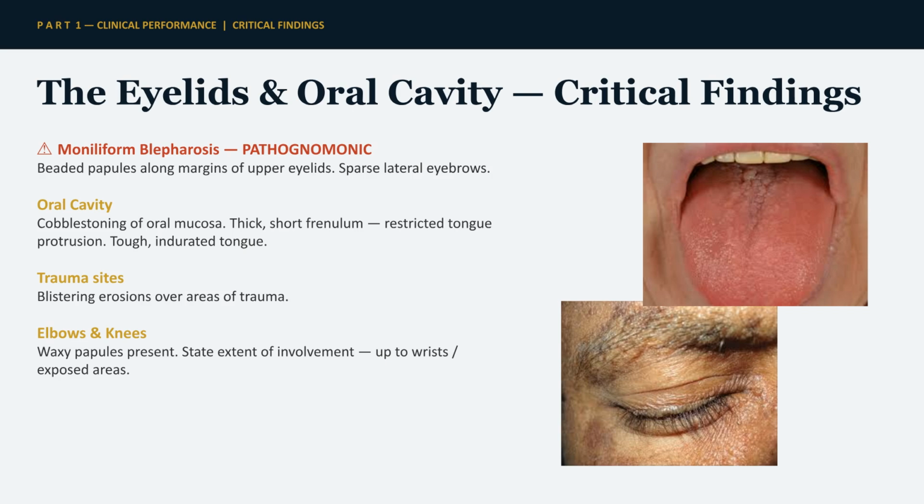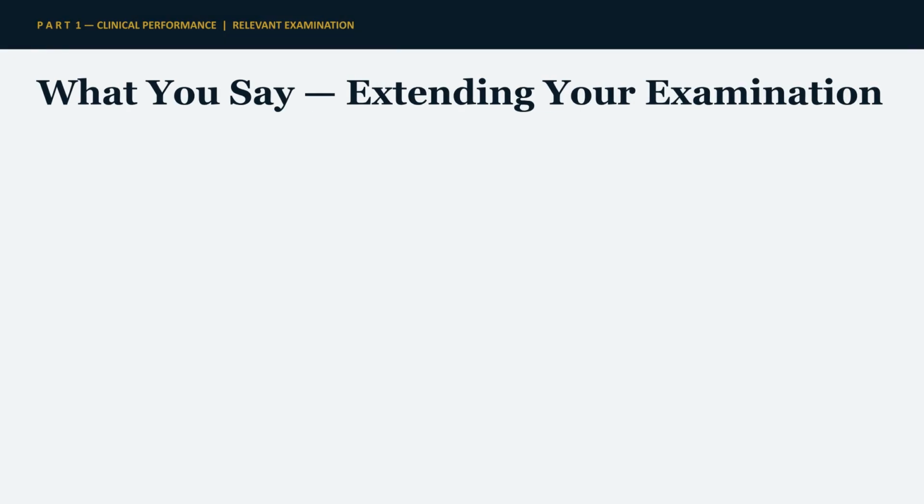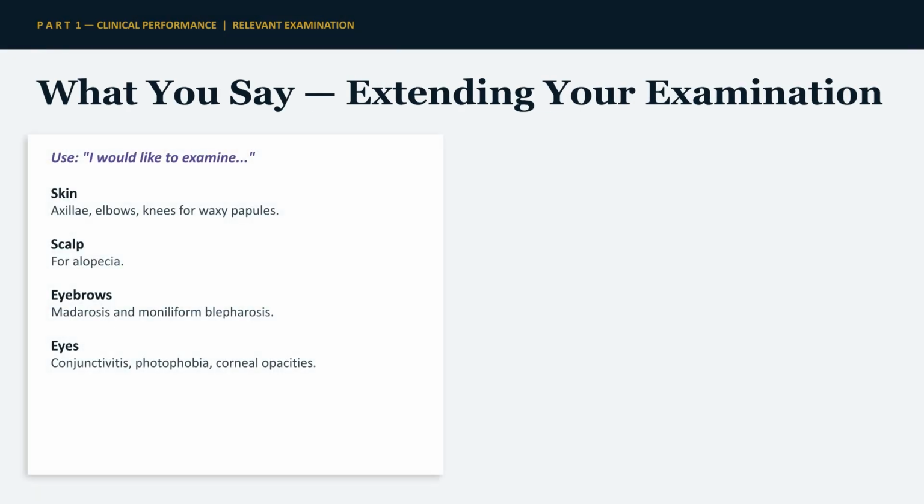Then add, I can also appreciate blistering erosions over areas of trauma. And if examining the body, waxy papules are present over the elbows and knees. Each of these findings builds your case. Do not omit any. I would like to examine the rest of the skin, including the axillae, elbows, and knees for waxy papules. I would like to examine the scalp for alopecia.